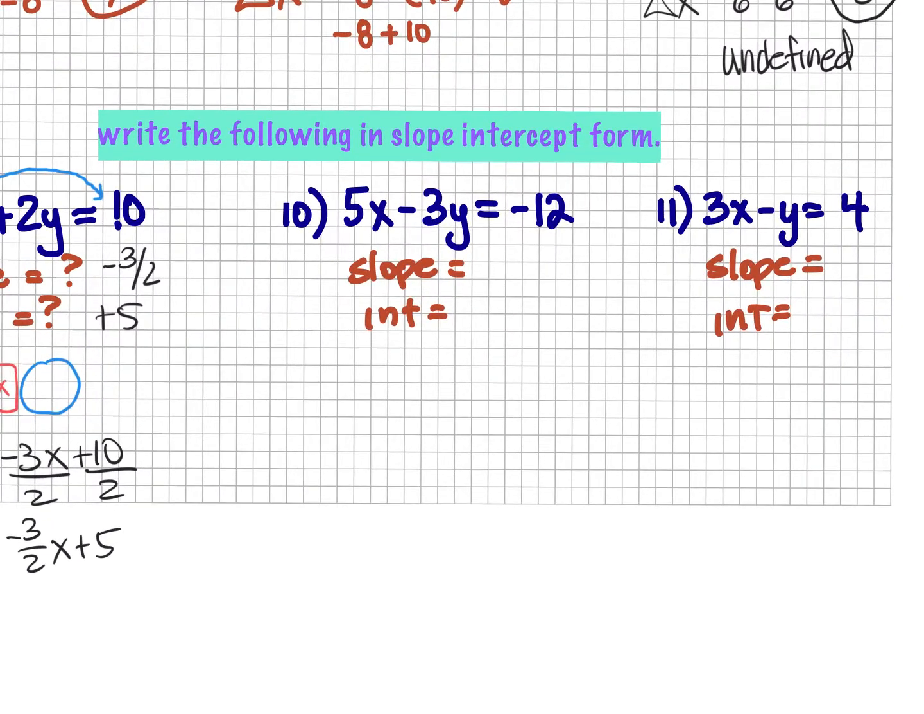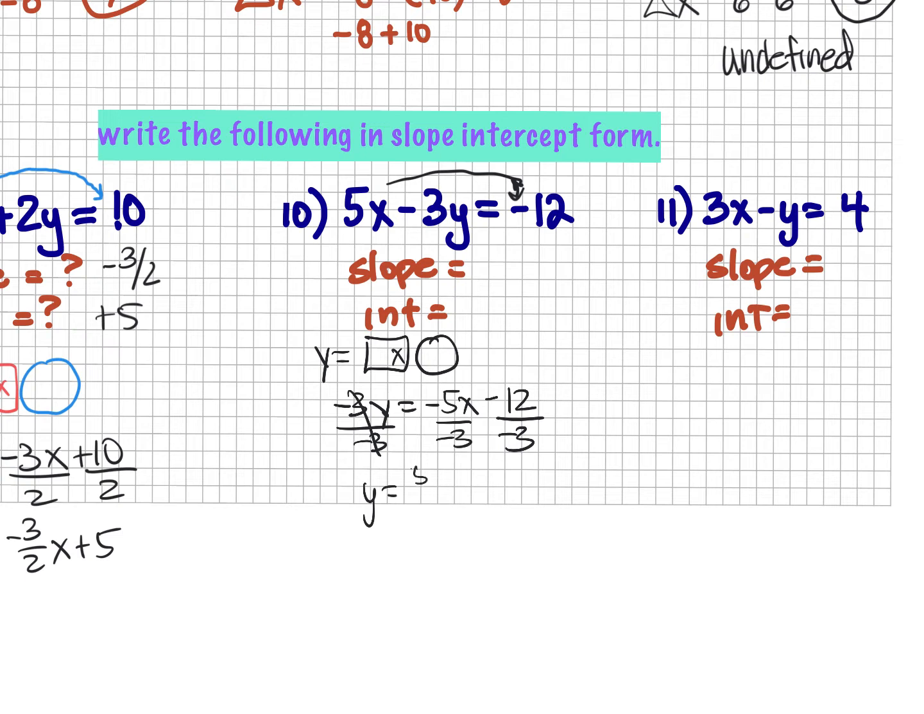Okay, let's do the same thing over here. We need y equals an x term, something with an x, and then just a number term. So let's throw the x over here because the x term needs to be over there. -3y equals -5x because it switches to the other side, minus 12. Divide by -3. And y equals +5/3 x plus 4. So what's the slope? The slope is up 5 over 3. And the y-intercept is +4.